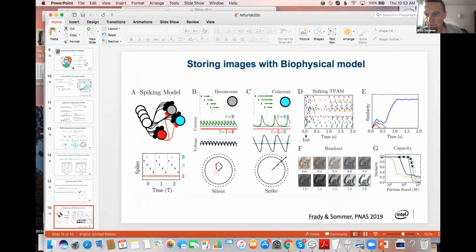So this is the similarity of the retrieved pattern as a function of the number of stored patterns. And then you can really see that we trace the ideal non-spiking phasor theory curves pretty well. So we don't lose very much. Also, you can see this is really not exact.